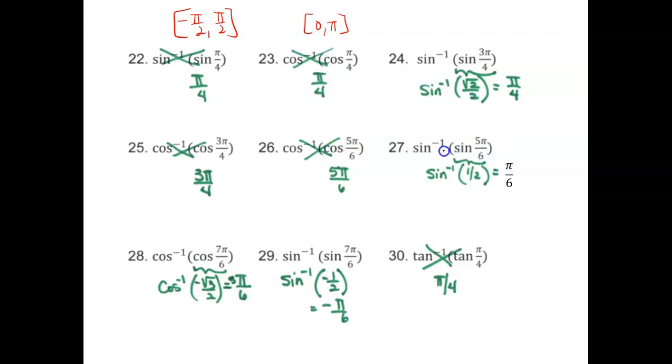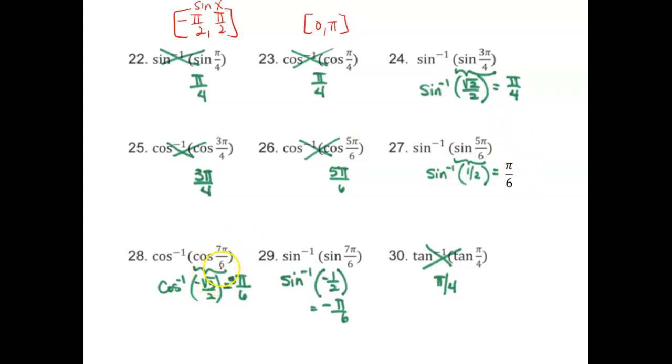Same rationale for 5 pi over 6. If I look at inverse sine of the sine of 5 pi over 6, 5 pi over 6 does not fit within this domain here, and therefore we have to actually go through and work it out. So the sine of 5 pi over 6, we're going to go to the second quadrant and get the y coordinate for 5 pi over 6, which is 1/2. And then we'll do the inverse sine of 1/2. So the place where sine is 1/2 is going to be pi over 6 for our answer.